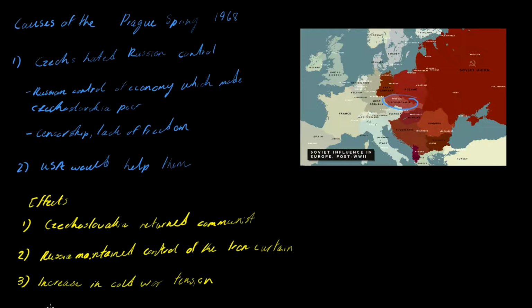And the final effect was the increase in tension of the Cold War. So the people in the West were horrified about the Soviets marching into Czechoslovakia. And so many communist countries were also horrified, especially Romania and Yugoslavia, over what the Soviets did. So sending 500,000 Warsaw troops to march in and arrest Dubček.